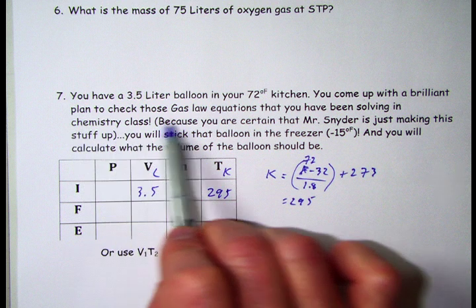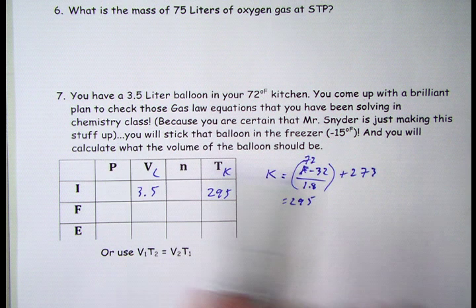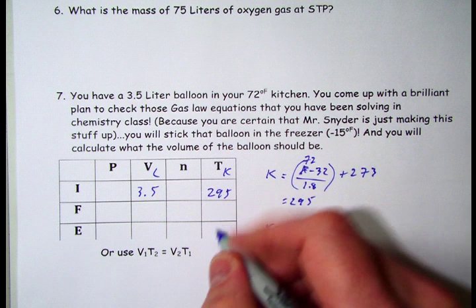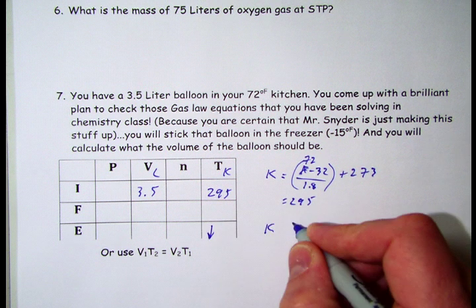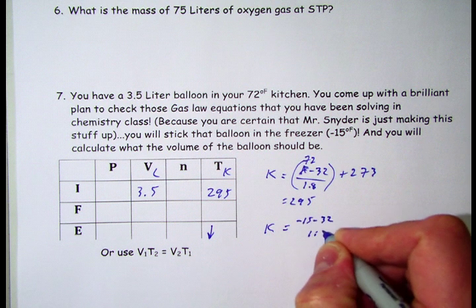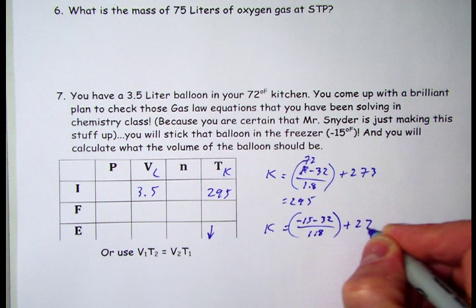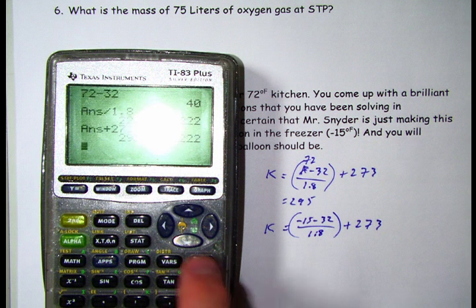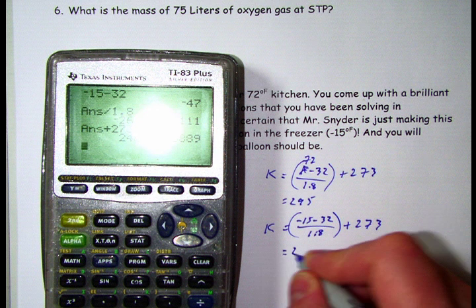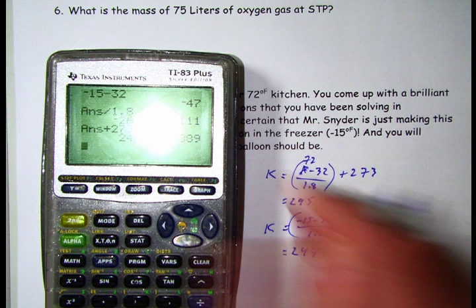You come up with a brilliant plan to check the gas laws equations you've seen being solved in chemistry class. You stick that balloon in the freezer at negative 15. So we're changing the temperature. It's going to go down. So we've got to solve for K again. It's going to be negative 15 minus 32 over 1.8 plus 273. Negative 15 minus 32 divided by 1.8 is negative 26 Celsius, and you add in the 273, it's 247 Kelvin.